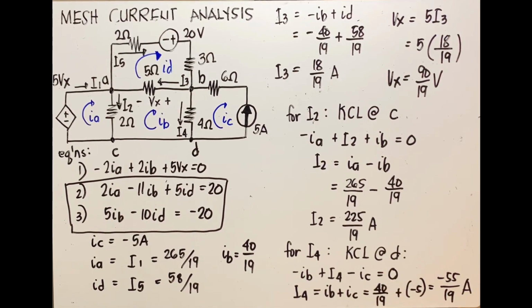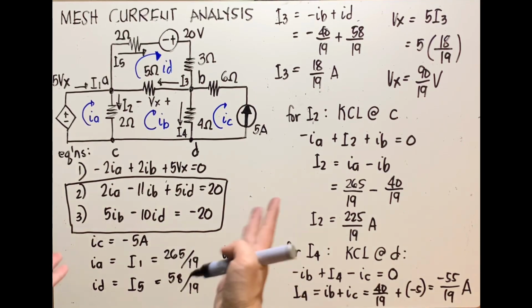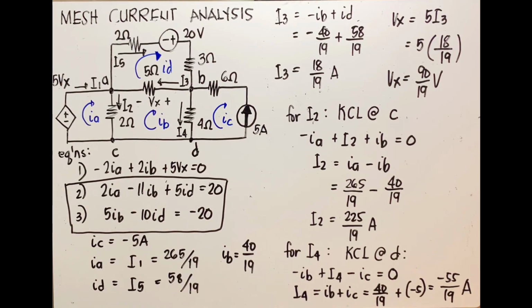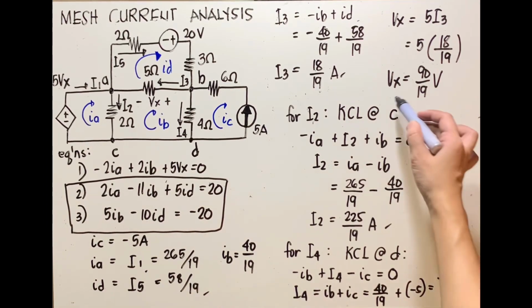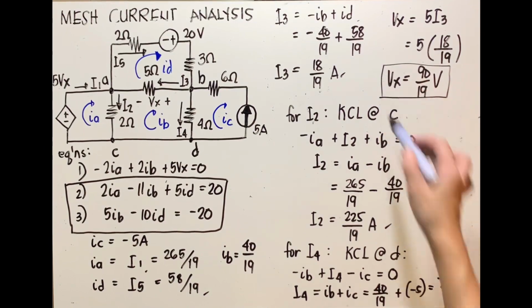And that gives you this network. So, nakuha natin si I1, I2, I3, I4, ito yun, and I5. And then we also were able to solve for Vx.